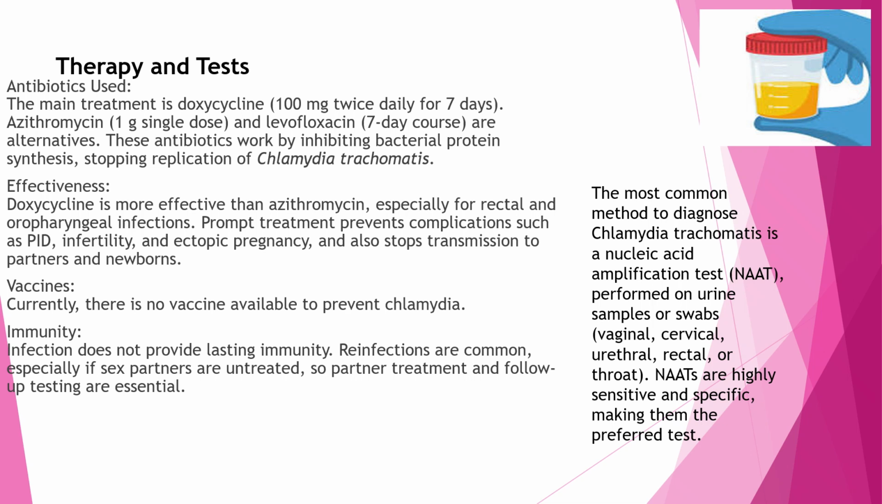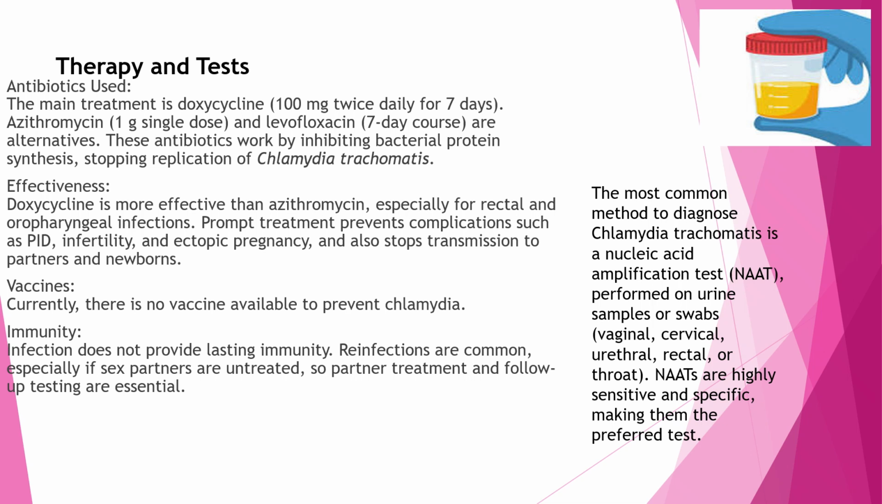Prompt treatment prevents complications such as pelvic inflammatory disease, infertility, and ectopic pregnancy, and also stops the transmission to partners and newborn babies. There are no vaccines currently available to prevent chlamydia. Infection does not provide lasting immunity. Reinfections are super common, especially if sex partners are untreated. And I think a big part of this too is that chlamydia can be asymptomatic for a lot of people, and so it can spread. And you may be reinfected without even knowing. And so partner treatment and follow-up testing is super important.